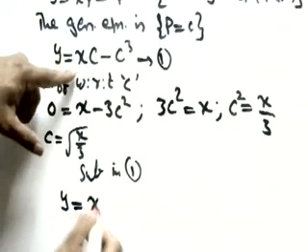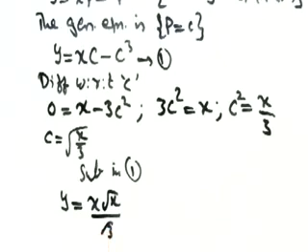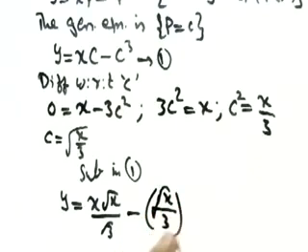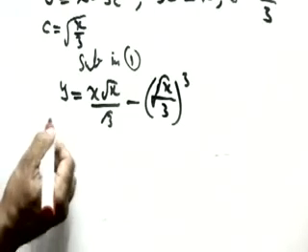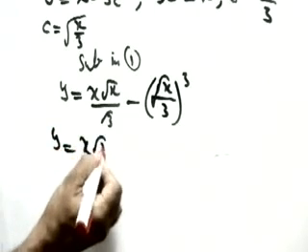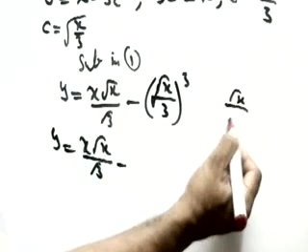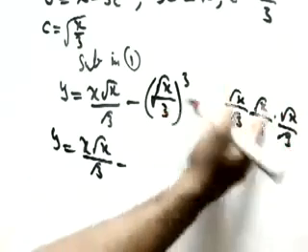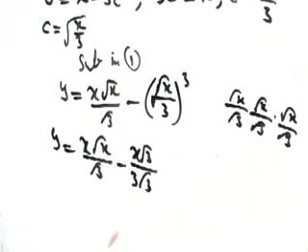Substituting in 1, you see here y equals x into c. What is c? We have root x by root 3. I'm writing it like this: root x by root 3, minus c cube, which means root of x by 3 whole cube. Now let me solve it to get the answer. y equals x root x by root 3 minus root x by root 3 into root x by root 3 into root x by root 3. So root x into root x will become x root x, and root 3 into root 3 will become 3 root 3.